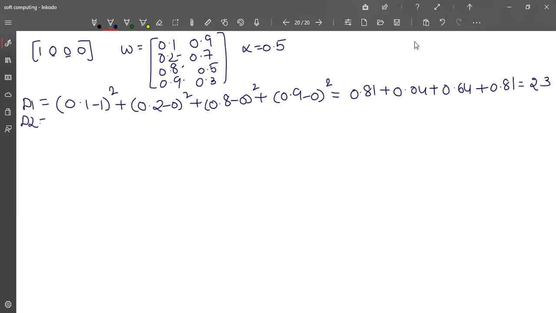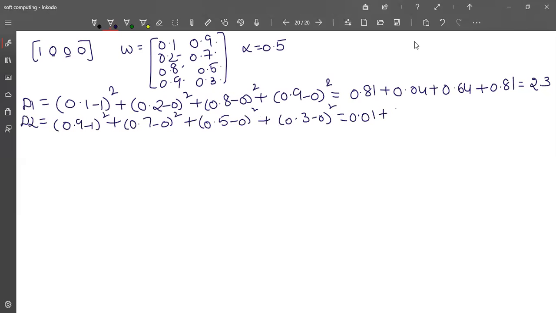Now let's find D2. So (0.9 minus 1) square plus (0.7 minus 0) square plus (0.5 minus 0) square and (0.3 minus 0) square. So 0.9 minus 1 is minus 0.1, and 0.1 into 0.1 is 0.01. And 0.7 square is 0.49, 0.5 square is 0.25, and 0.3 square is 0.09. So this gives us 0.84.